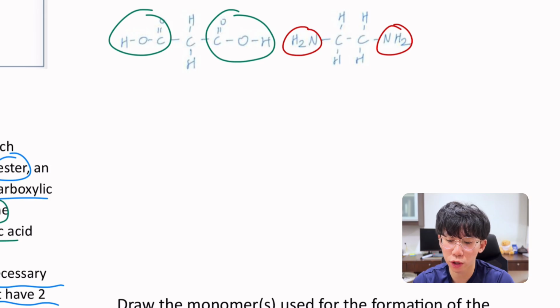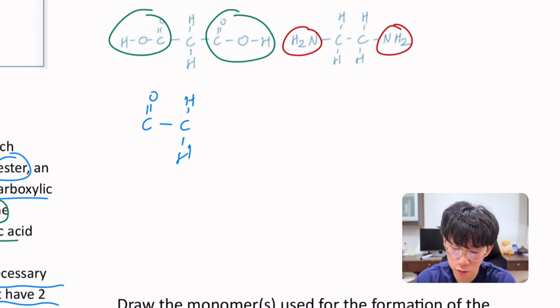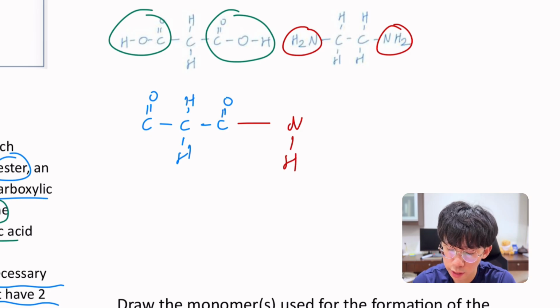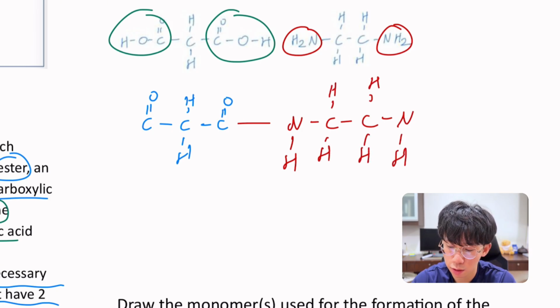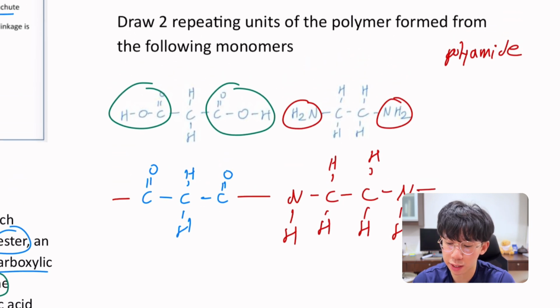First, you're going to remove the OHs from the C double bond Os. And then it's going to link with the NH group. And these NH2s are going to remove a hydrogen. And everything else remains the same. Next, you draw a bond on the left and the right of this. And this is one repeating unit.